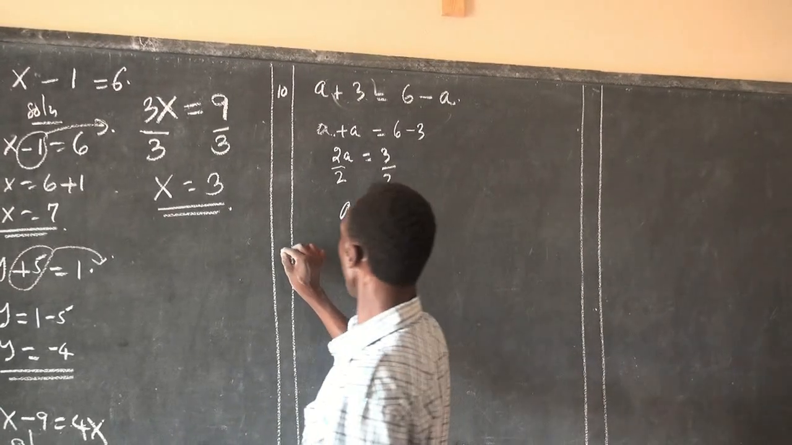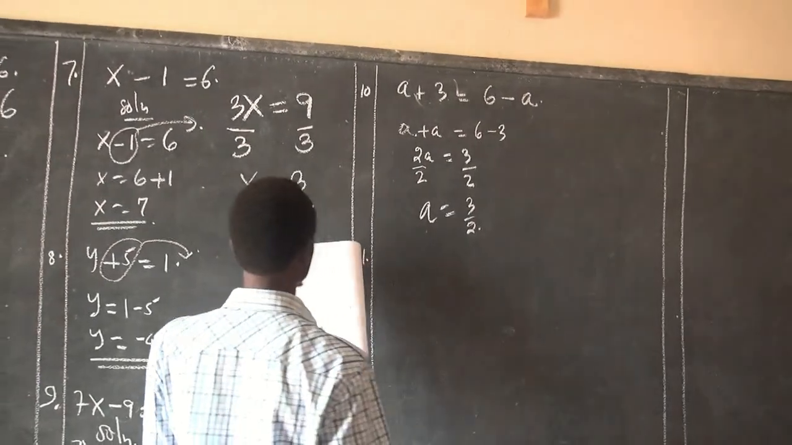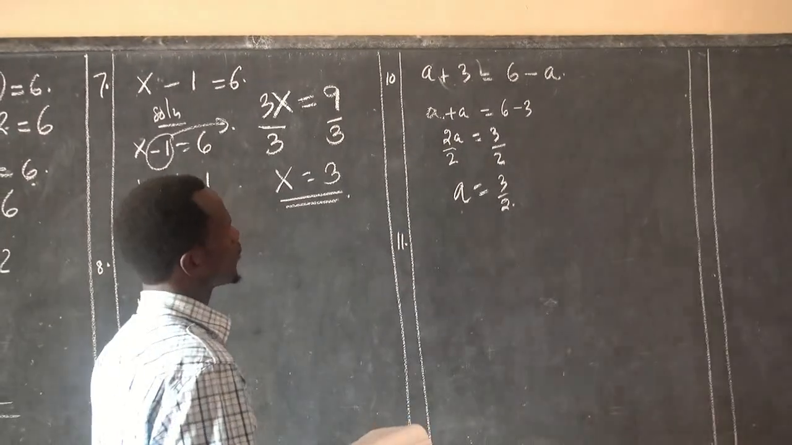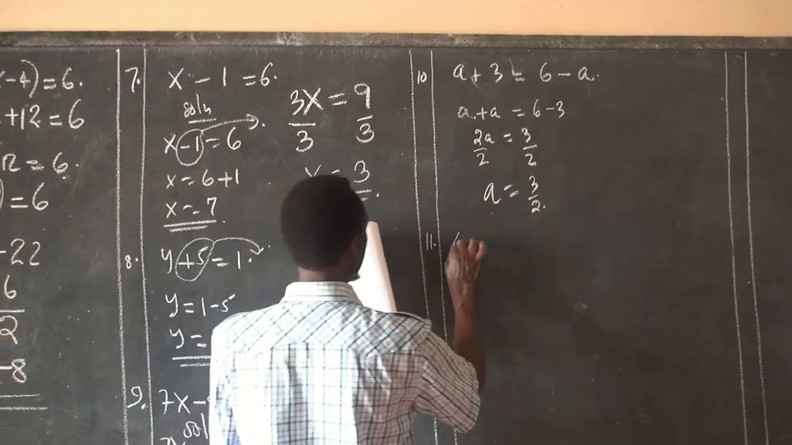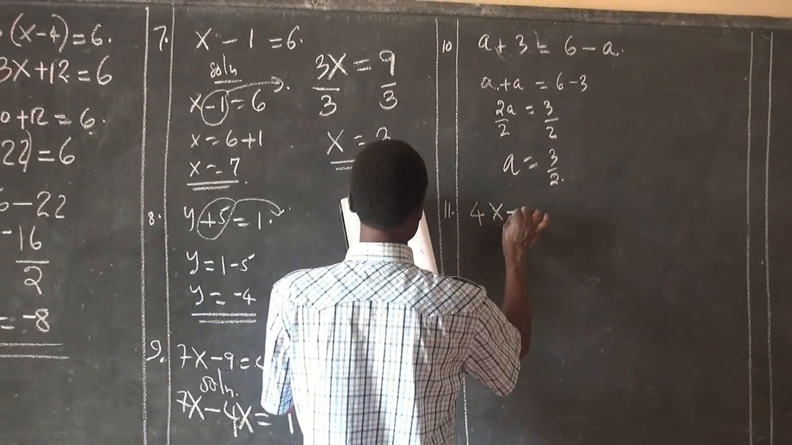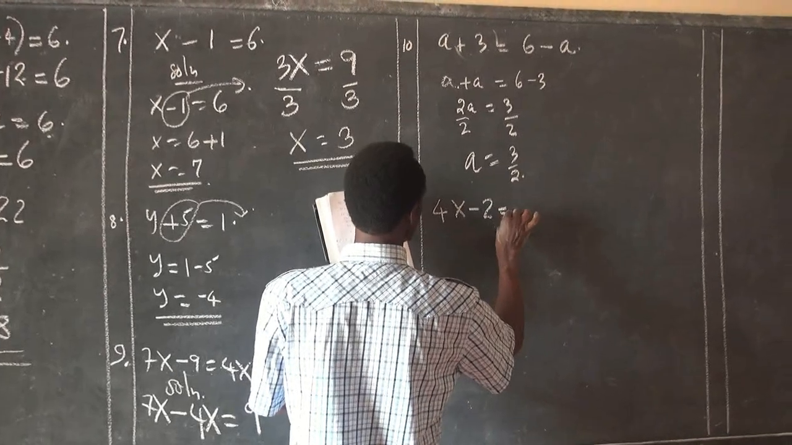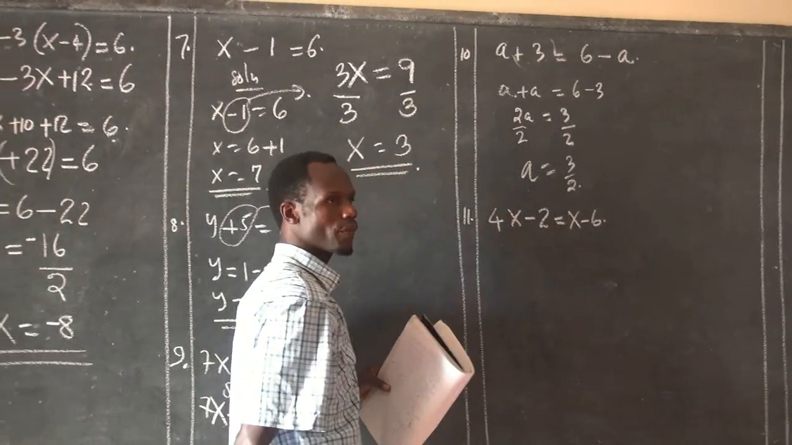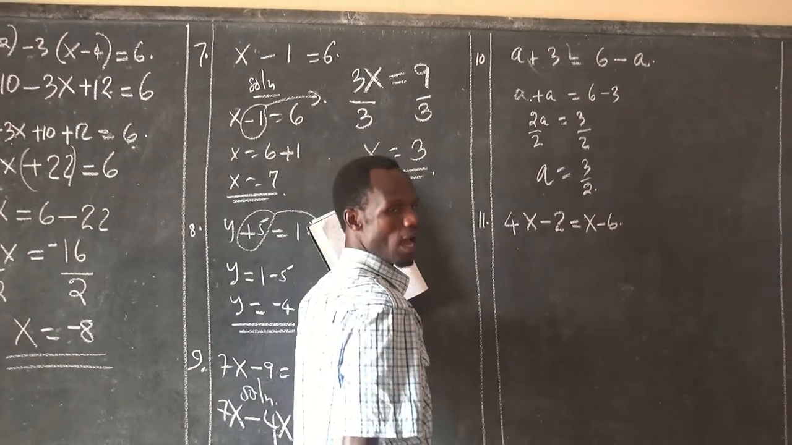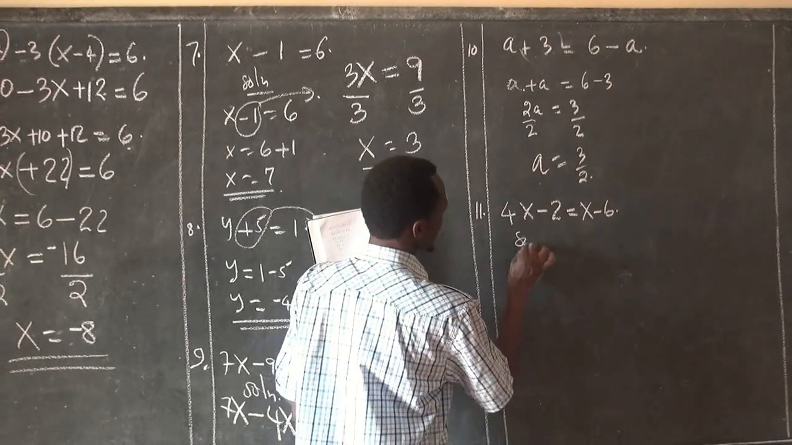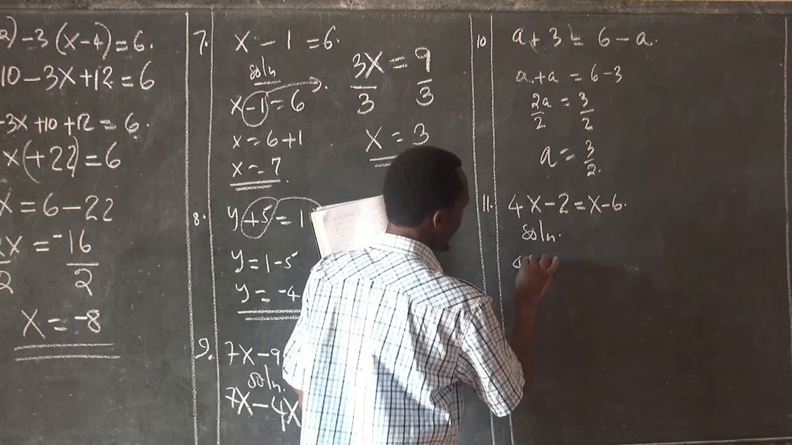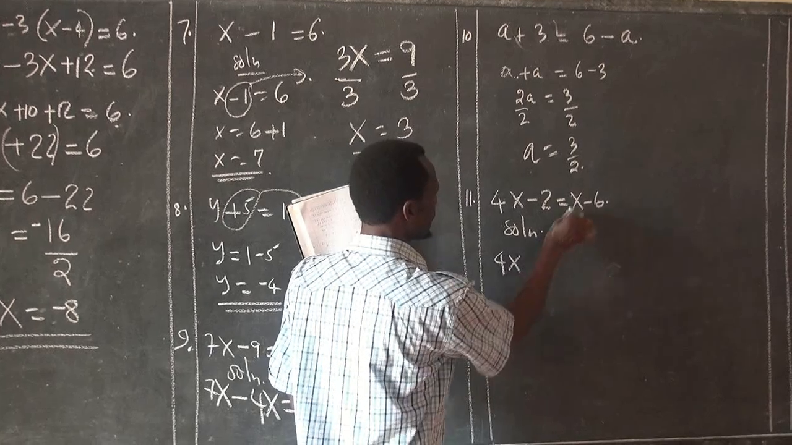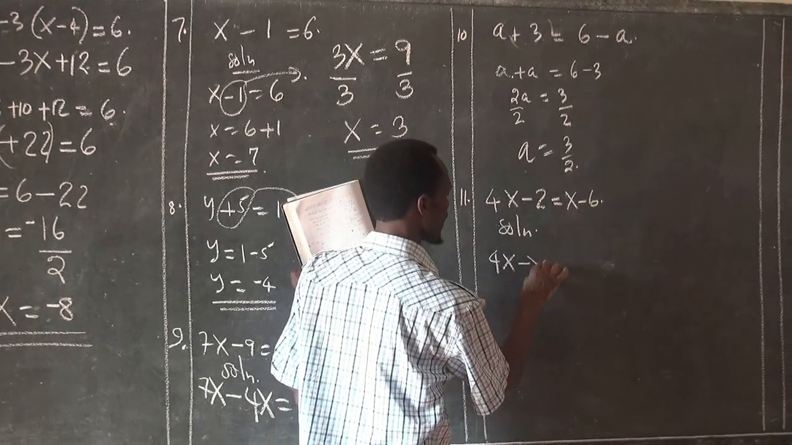The other example here, number 11. I've got so many examples because I just want to make this topic clear. Now we have 4x minus 2 is equal now to x minus 6. This is the same principle that I have to do. This is 4x. This is positive x.